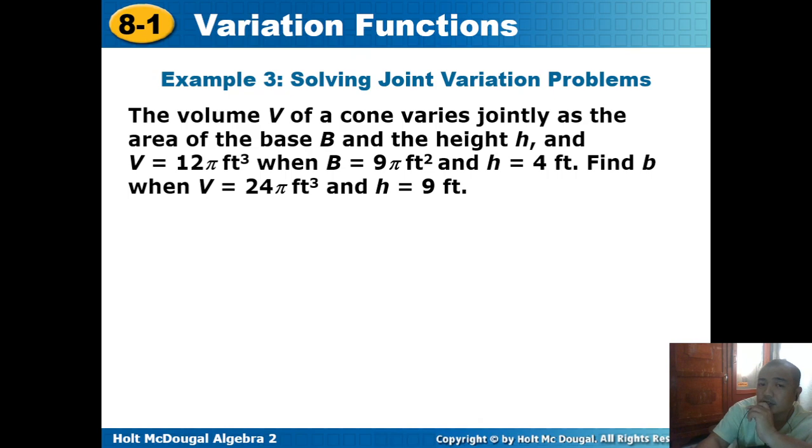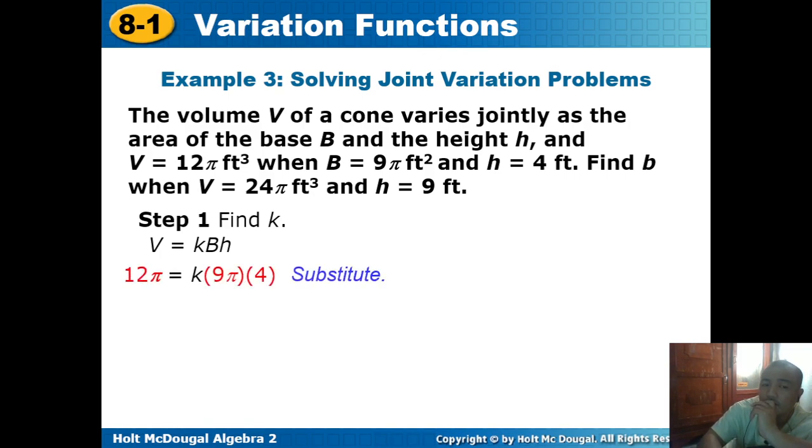Okay, you can solve this using two methods. For method 1, step 1, find K. And the equation is V equals KBH. So this is a joint variation. It consists of two or more variables. Then substitute.